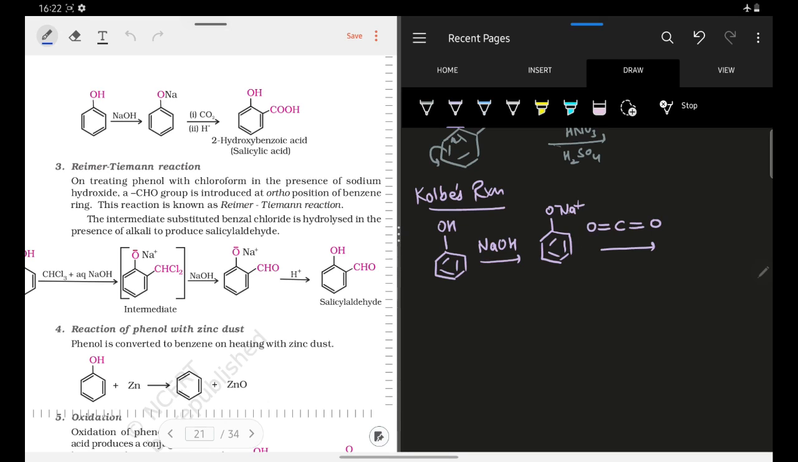This attack occurs through the carbon atom. Let me try to draw these pi electrons in a different orientation like this. What will happen is when this negative charge moves, these pi electrons will actually attack the carbon atom, and this bond will move onto the oxygen atom.